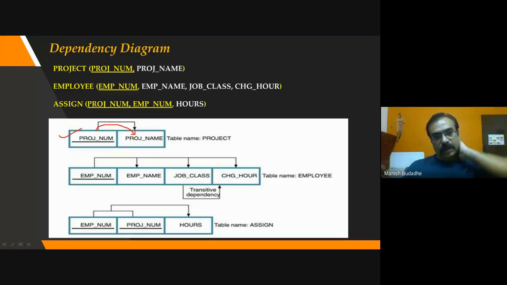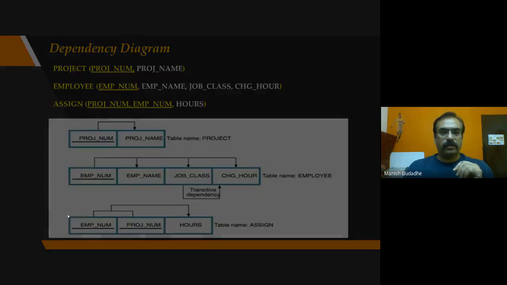So these tables are in second normal form, and if all the relations in a database are in second normal form, the whole database is said to be in the second normal form. Only thing is, this is an entity set, this is also an entity set, and this is a relationship set because it is associating the previous two.